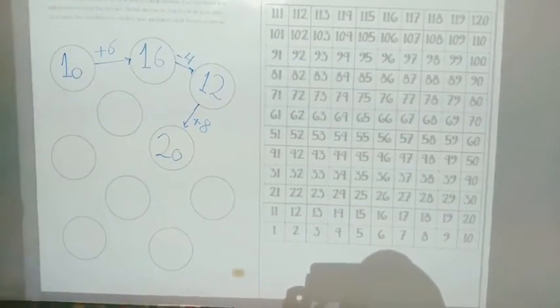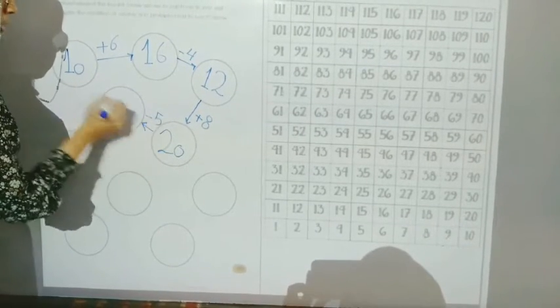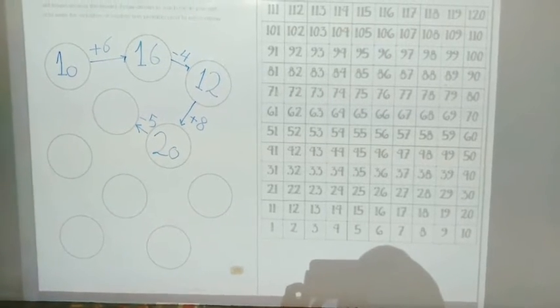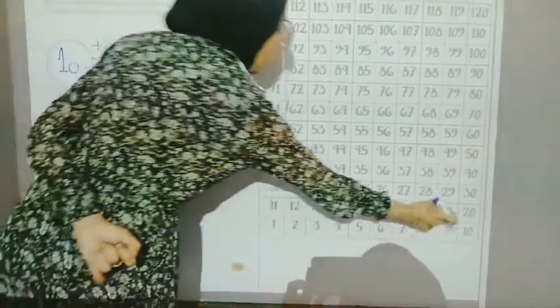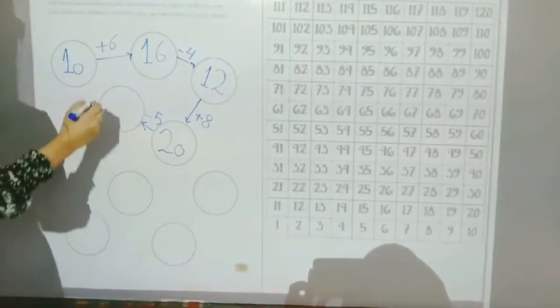Next one. Here I want to subtract 5. So I stop at 20 and move backward 5 steps. Why do I move backward? Because I subtract. So I stop at 20 and move 5 steps backward. 1, 2, 3, 4, 5. I reach 15, so I write there 15.